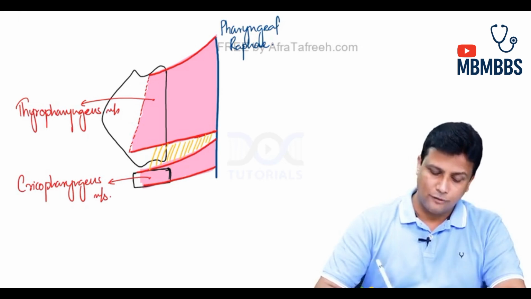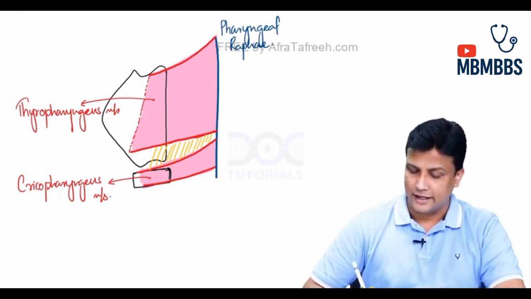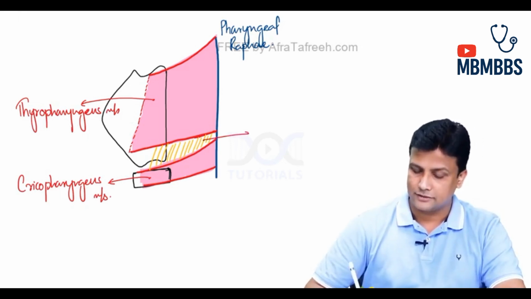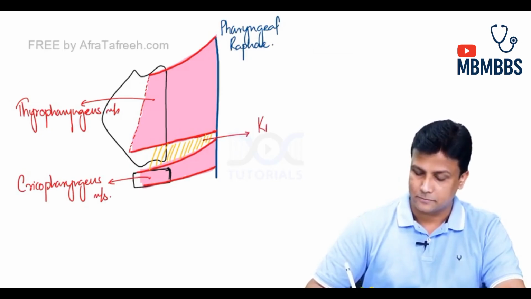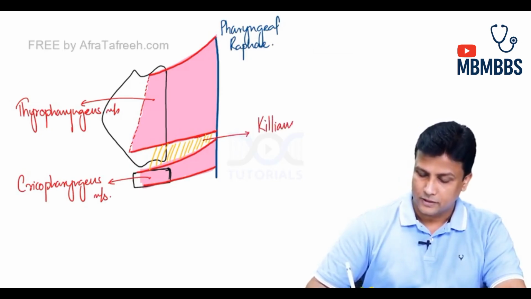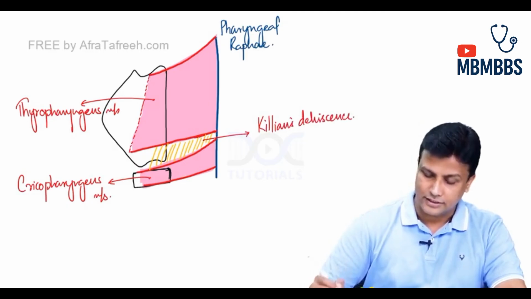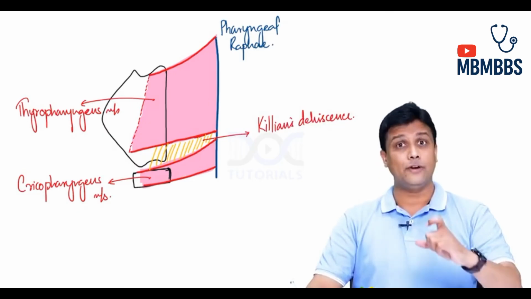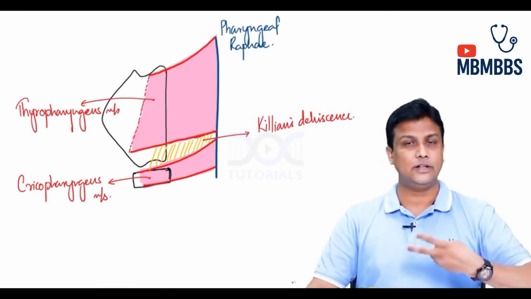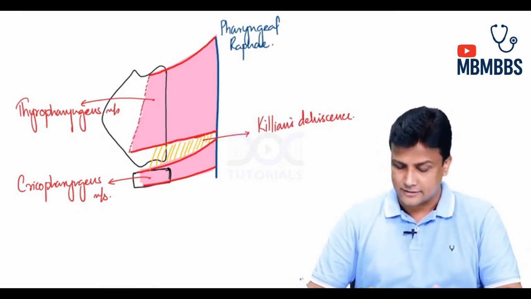So there will be an area of weakness between these two muscles, and this area of weakness is referred to as Killian's dehiscence. Killian's dehiscence. That's the reason why I'm actually teaching you this one here. So between thyropharyngeus and the cricopharyngeus, between these two, there will be an area of weakness known as Killian's dehiscence.